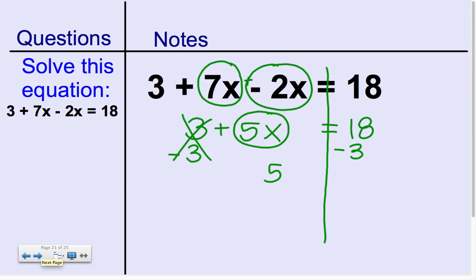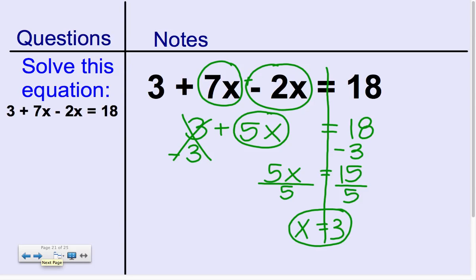I'm left with 5x equals 15. If I break up my couple, I need to divide by 5. So I'm left with x equals 3.